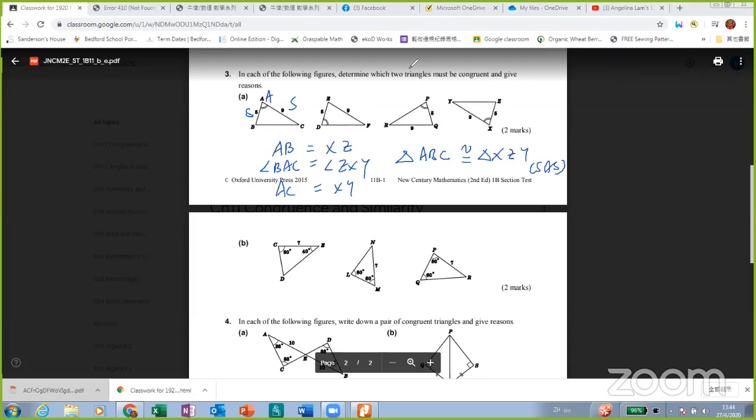Any questions? If you don't understand, you need to tell me, or you can ask me after the lesson. And then for part B, you need to find this angle.